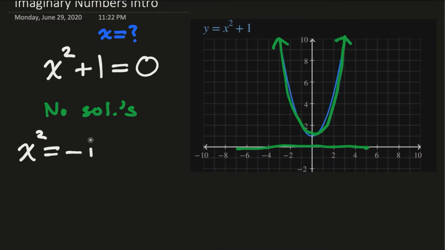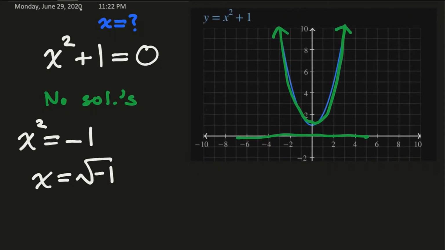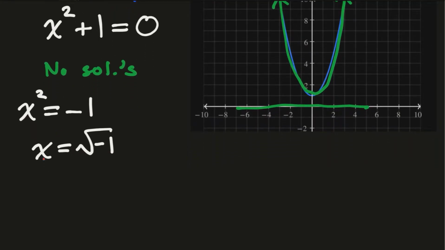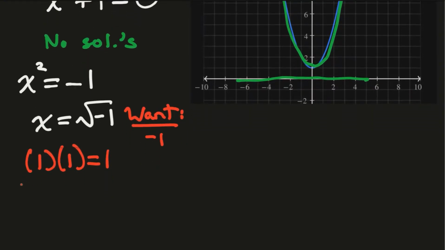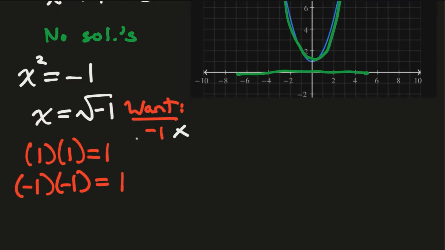x squared equals -1, and so our only option from here would be to take the square root of both sides. So we're left with the square root of -1. But we know we cannot do that, so let me clarify that we want -1 as a result. If we take 1 times 1, we get 1, which is not -1. Likewise, if we take -1 times -1, we get 1. Two negatives make a positive. So this is also not what we want.